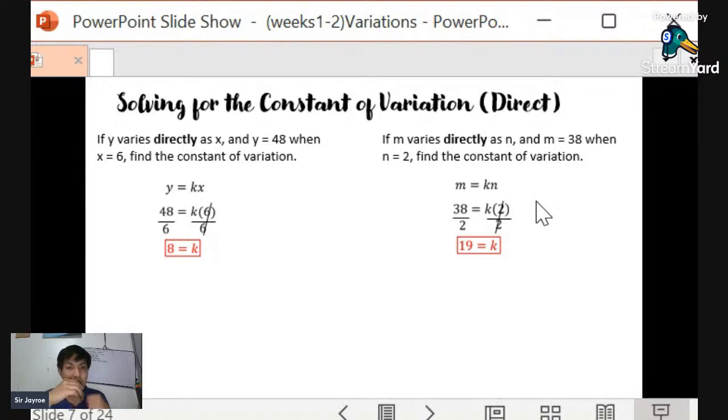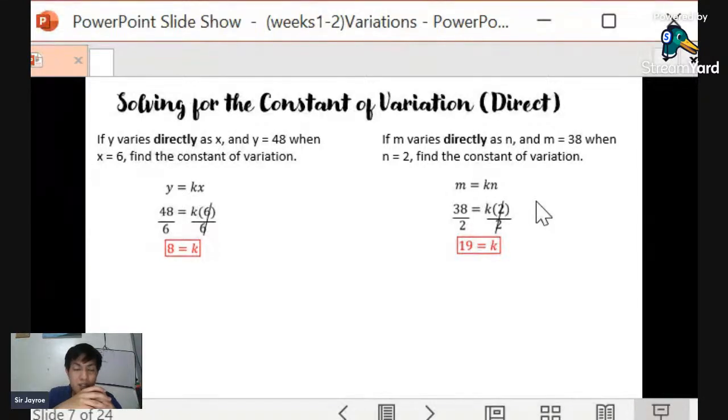So that is how you get the constant of variation. But actually, meron namang mas simple. Actually, pwede nyo nga i-mental na lang yan eh. Madali lang talaga siya. But still, I need to show you the proper way, no? The proper way of solving for the constant.